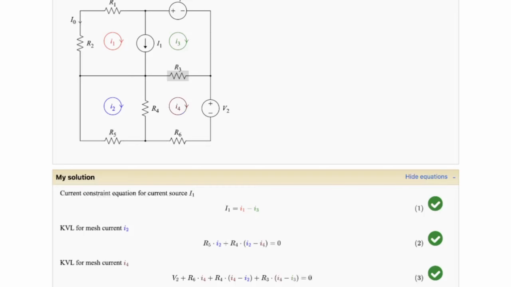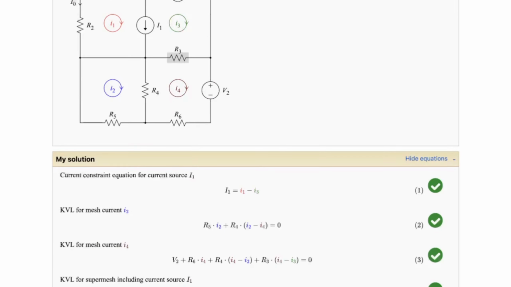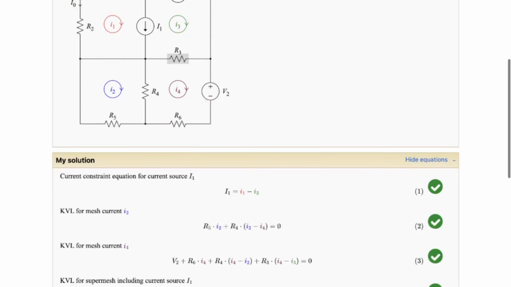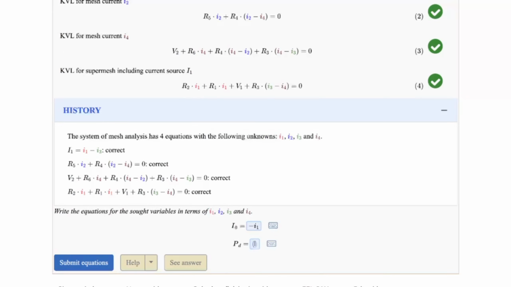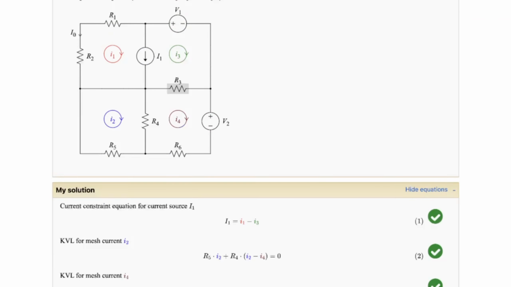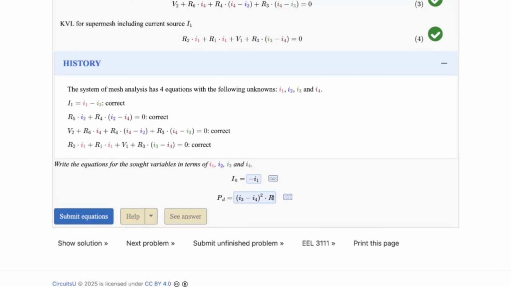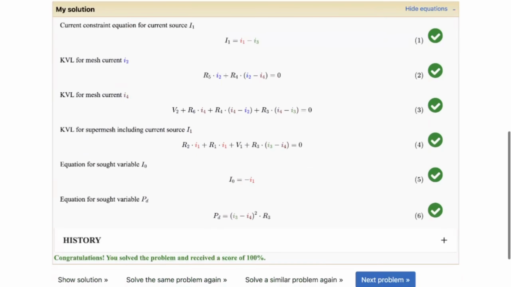So first let's find the current. It's going to be I3 minus I4, and then we're going to square it. And we're going to multiply all that by the resistance, which is R3. And that should be good. Let's hit submit. Looks good. Thanks for watching, and I hope this helps.